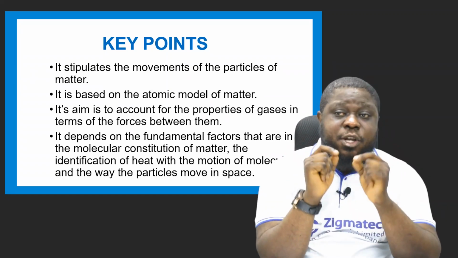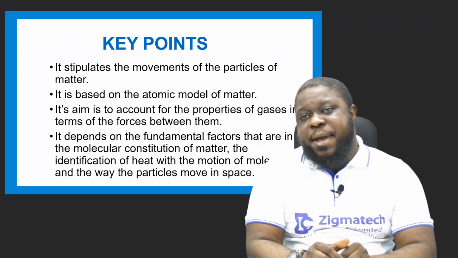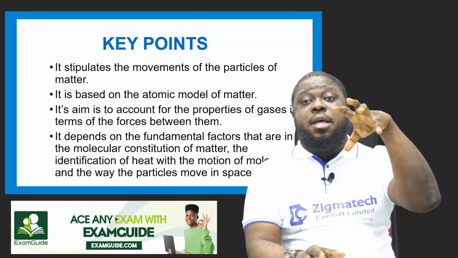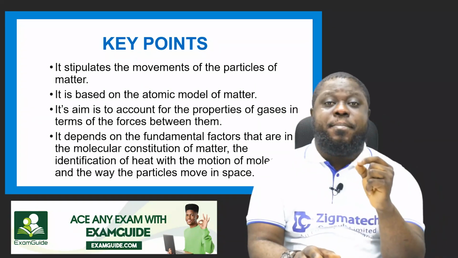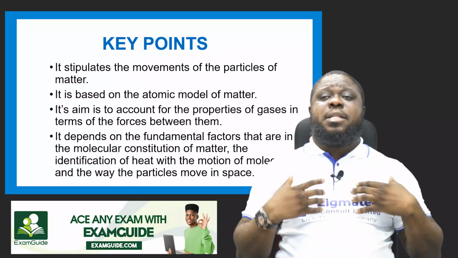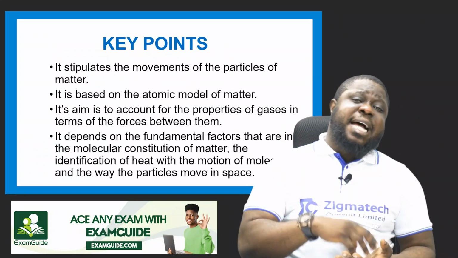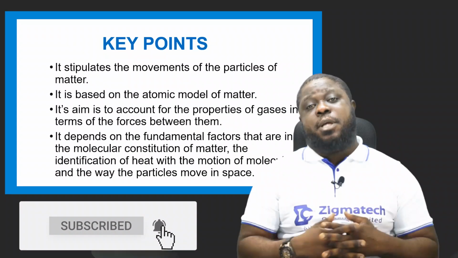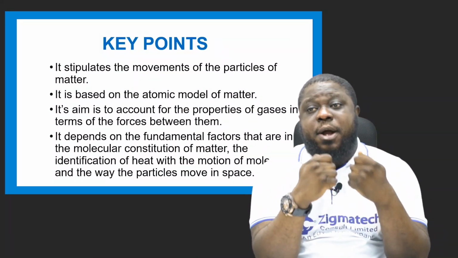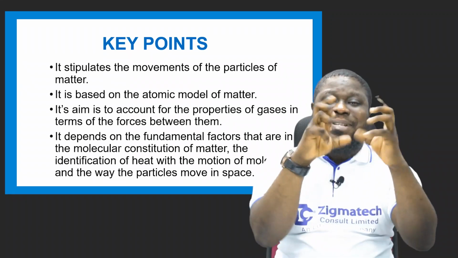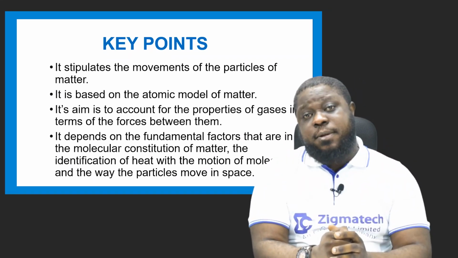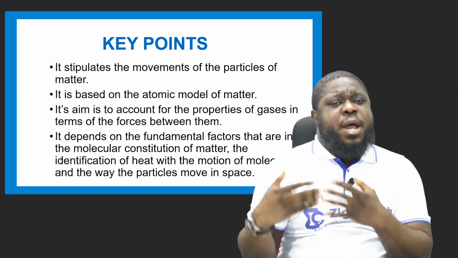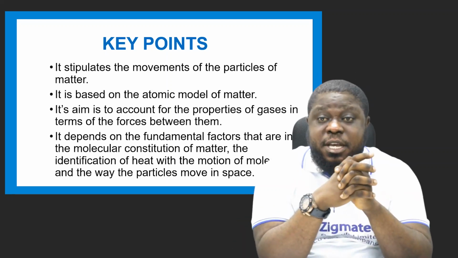Now the second one is it is based on the atomic model of matter. When I talked about atoms, I told you that the main particle of matter is the atom. In essence, in the atom, we get the molecules. In the atom, we get the ions. The charges in the atom are the ions, while the neutral part of the atom, which is the neutron, becomes the molecule. So, it is based on the atomic model of matter. In essence, atomic model represents the particles of matter. How do they behave when heat is applied? That is what the kinetic energy is talking about.